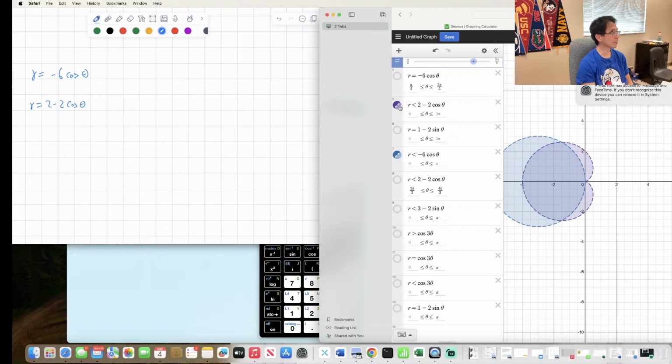How do we graph polar on this? You just go to mode, change to polar, and then change the data min and data max on the window.